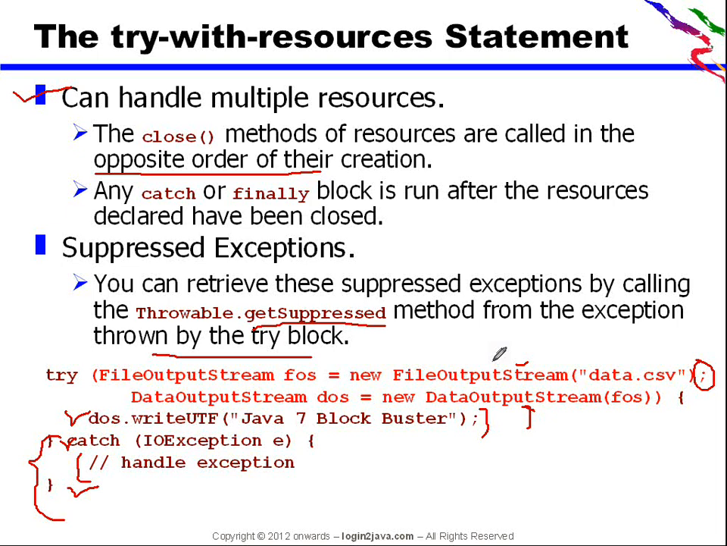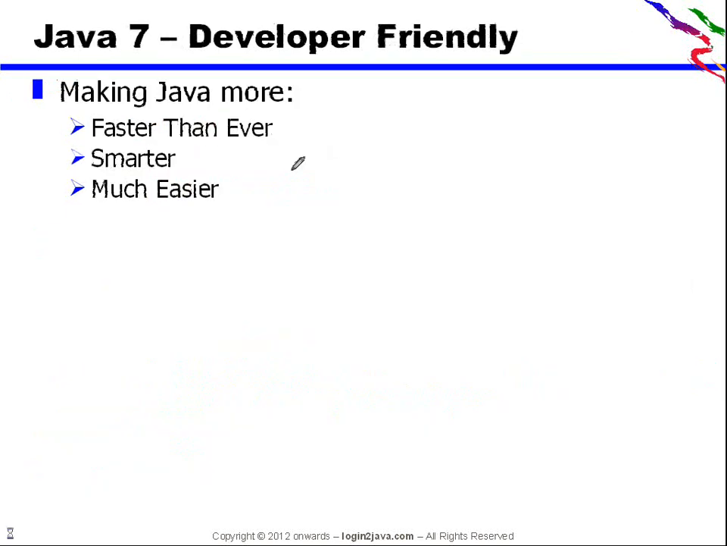So the important thing here is two interfaces that have been introduced. The AutoCloseable interface, and another one is for I/O, the Closeable interface. So not much changes in the language in Java 7 for day-to-day programming, but whatever changes came in Java 7 are basically making Java more faster.